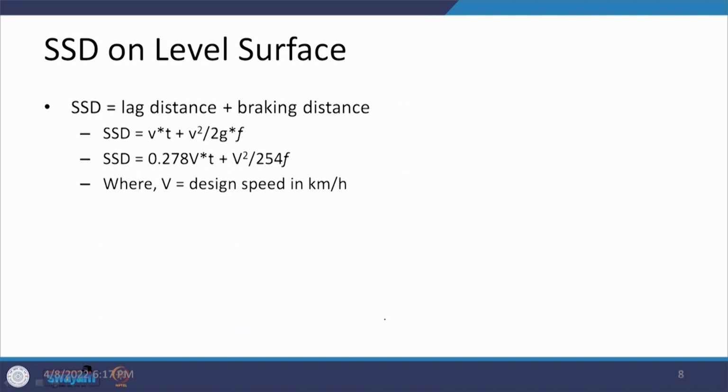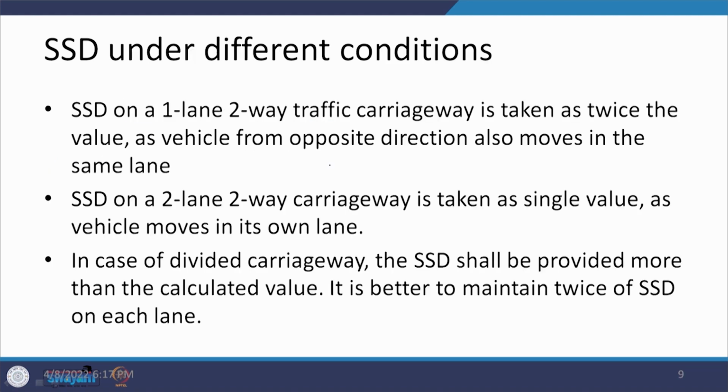So, now once you have got both the values, what you have is SSD equals small v into t plus small v square divided by 2 g f. This v again we can say is related to the design speed, so it can be written as v d, or v square divided by 254 f, where g is taken as 9.81 and the small v is transformed into capital V by way of the factor. So, this is the way we are going to calculate the value of SSD on a leveled surface.